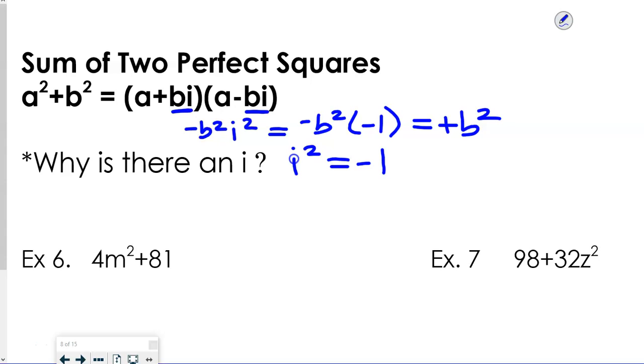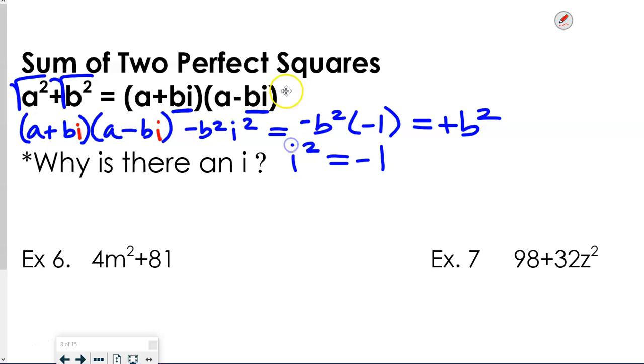Now, to do this, we're going to do the same process we did before. We're going to take the square root of this and the square root of this, and we're going to put a and b and a and b. The only difference is this time, we're going to put our plus and minus. We know that there's got to be an i because there's a plus sign. And so it's going to make that negative b squared a positive b squared. And that's why we know that there's an i, okay?